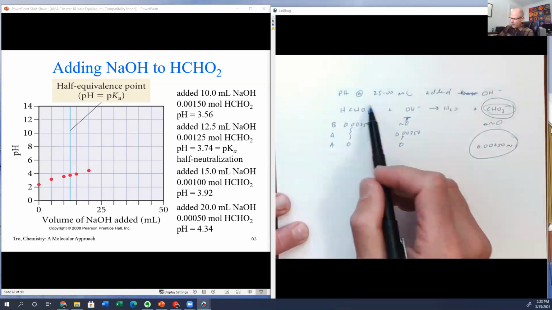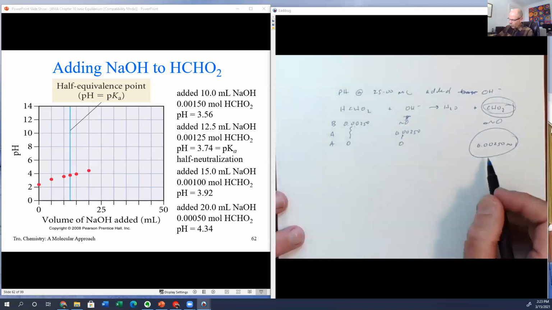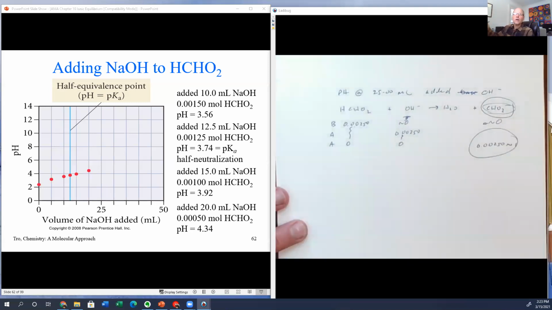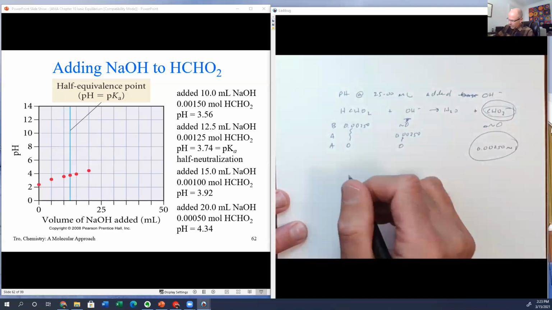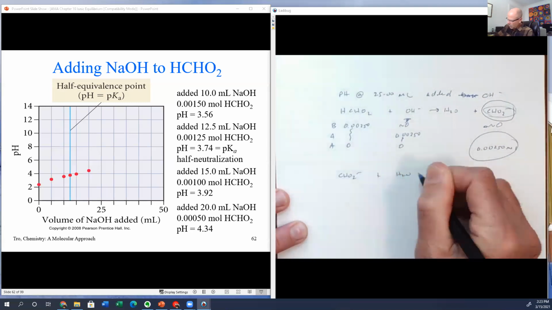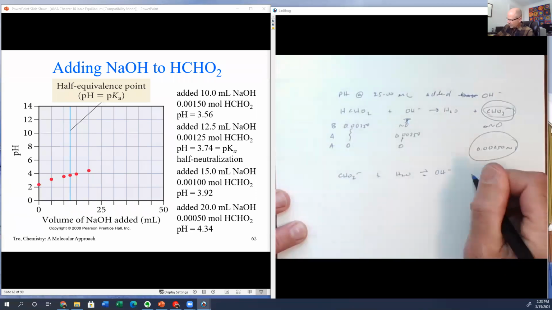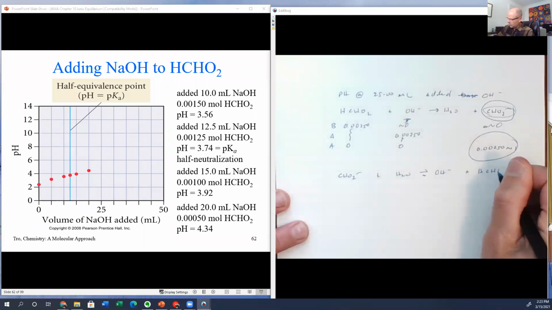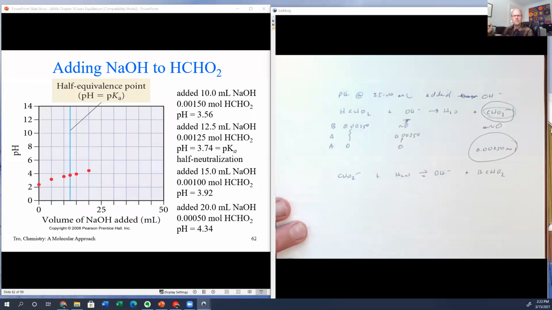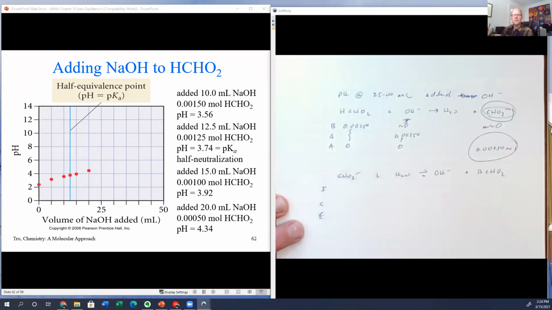Notice I'm using the BAR table here to figure out where I am, right? Now I'm at this point where all I have is this weak base. So in order to solve the problem, I actually have to use an ICE table. I'm going to write the equation for the weak base: CHO2 minus plus H2O in equilibrium with OH minus plus HCHO2. And it's an ICE table, and I'm going to work in concentration units.